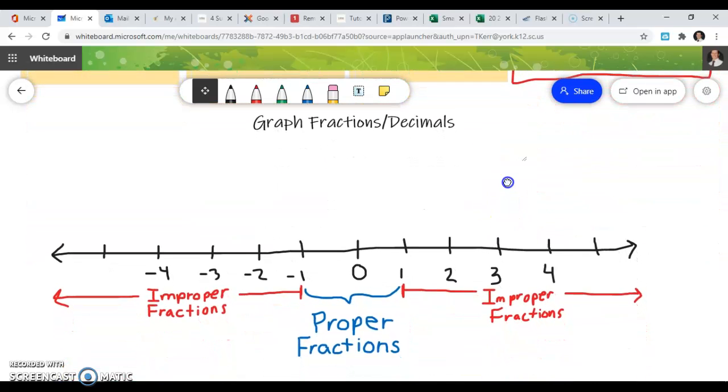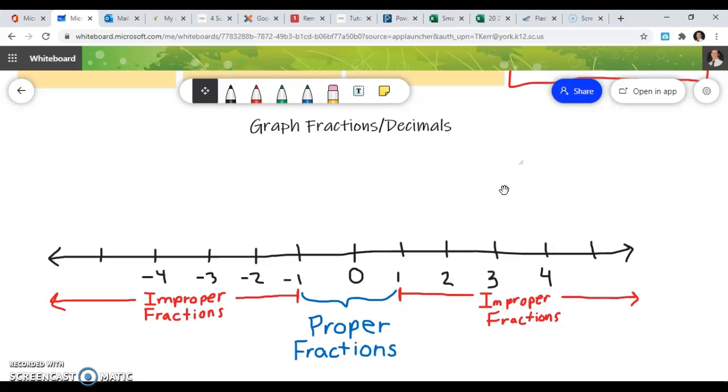Okay, so the next thing we need to do is graph fractions and decimals on a number line. We're going to be talking more about fractions and decimals because they are rational. Here we're going to try and locate things on a number line. And the first thing I'm going to look at is my proper fractions.